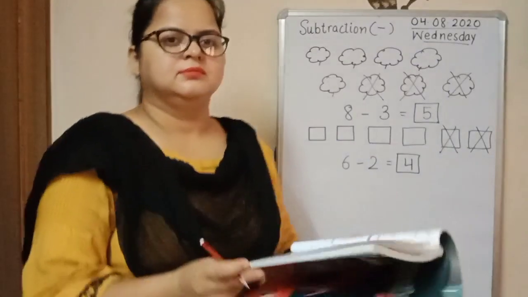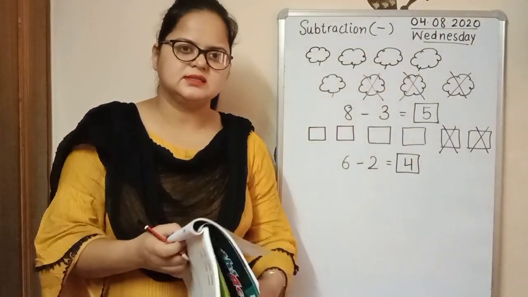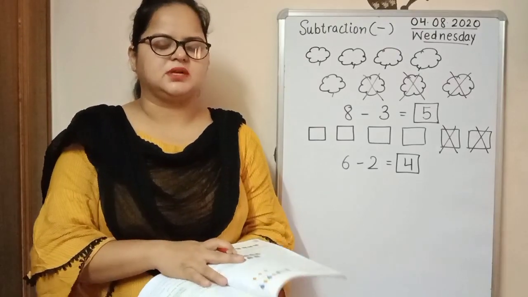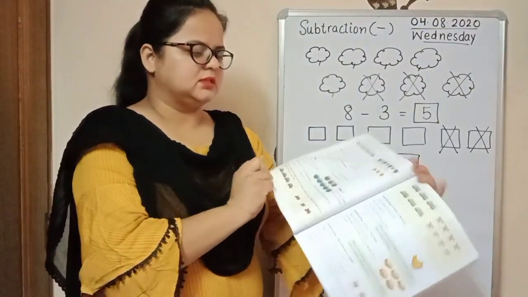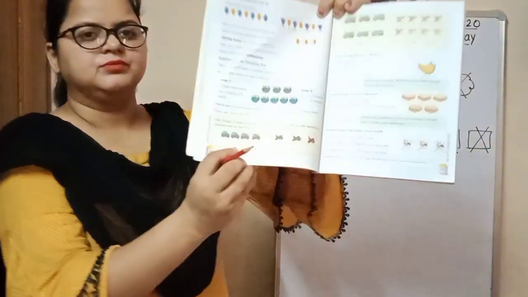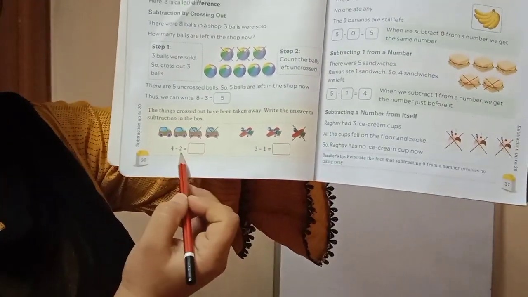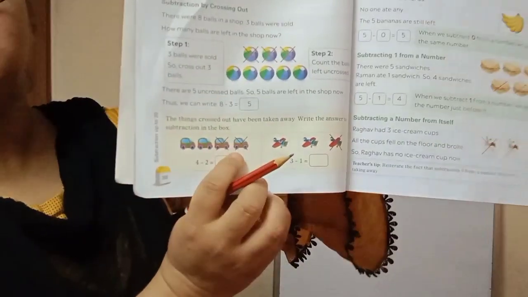Okay? Done? I hope you all are enjoying the class. Yes? And understand the topic of subtraction also. Okay, on next page, page number 36, see here, 4 minus 2. You can see the pictures of small cars here. 4 minus 2 and 2 pictures are also crossed here. देखिए 2 pictures को cross किया हुआ है.